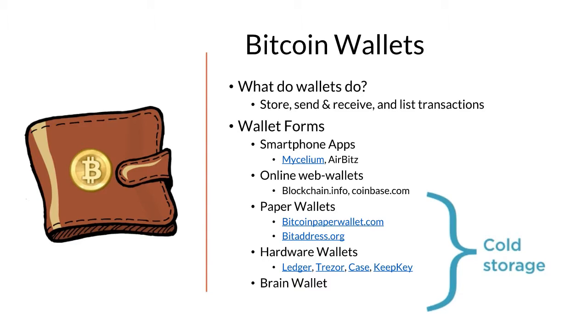So those are examples of cold storage. The smartphone apps and online web wallets are examples of hot storage, and then these three are examples of cold storage. But aren't they online stuff too?